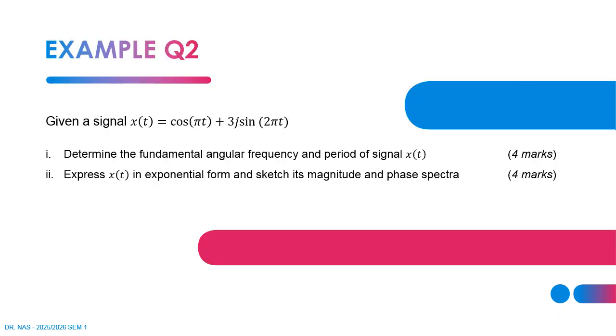Let's look at the first example. Given a signal as shown, xt equal to cos pi t plus 3j sine 2 pi t. You need to determine the fundamental angular frequency and period of signal xt. What is the fundamental angular frequency? It is omega naught in radian per second, and the period of the signal is T. Then for the second question, you need to express it in exponential form, and sketch both the magnitude and phase spectrum.